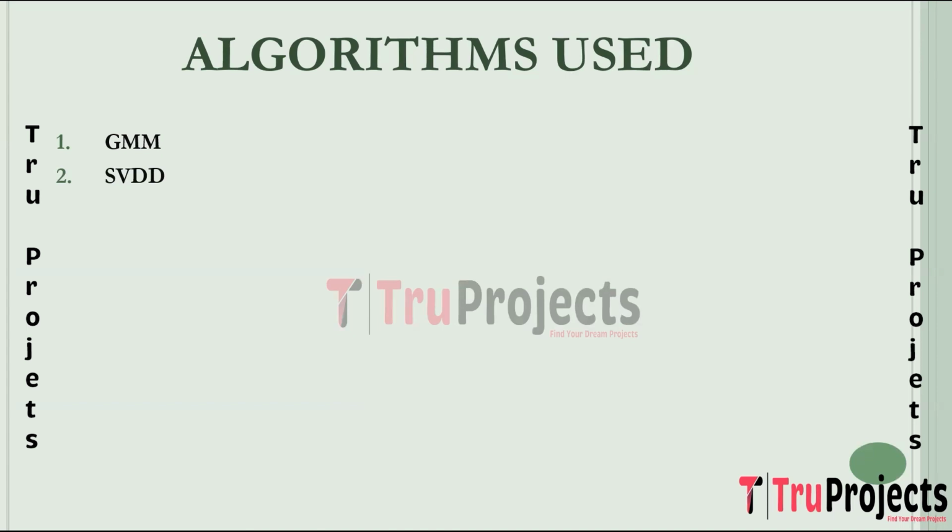SVDD is well suited for one class classification tasks where the focus is on identifying anomalies based on the compact representation of the normal data. By capturing the distribution of normal data within the hypersphere, SVDD can efficiently and effectively distinguish between normal and anomalous instances.